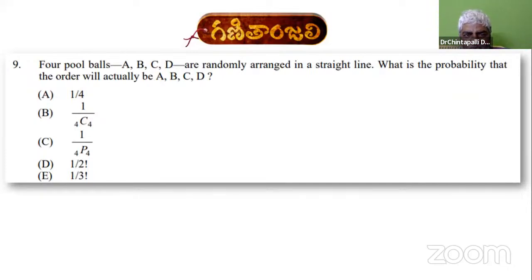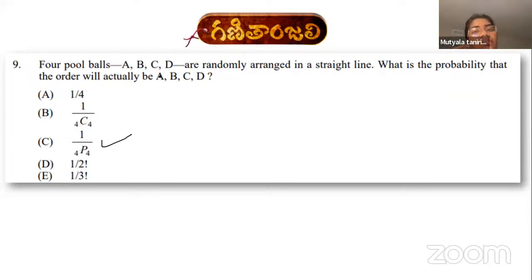4 pool balls. That means 4 letters are given. How many ways are there to arrange the 4 letters? 4P4, right? It is 4P4. Option C is correct. Out of 4P4 ways, one way is ABCD.